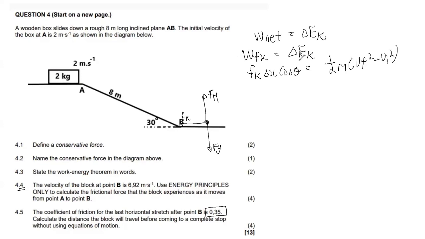But then pause. We don't have the magnitude of FK. We only have the coefficient. A lot of you make the mistake of substituting the coefficient into FK. The coefficient of friction and friction is not the same thing. Remember, the coefficient of friction multiplied by the normal force is what gives you your kinetic friction from this formula here. So FK is equal to mu K times N. What you are given from this statement is not the FK, it is the mu K.